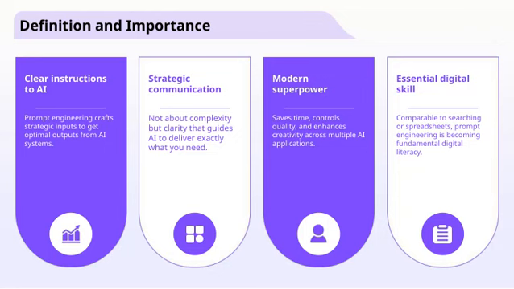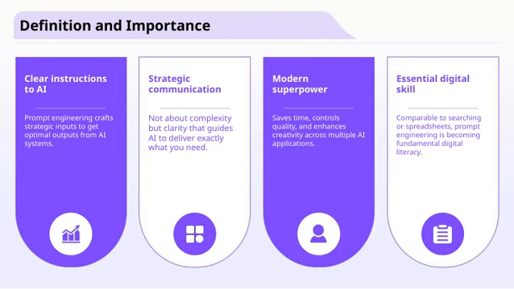Let's explore what we mean by definition and importance. Prompt engineering is all about crafting clear and precise instructions to AI systems. Think of it as giving the right prompts so that the AI understands exactly what we need. This is crucial because it directly influences the quality of the outputs we get.